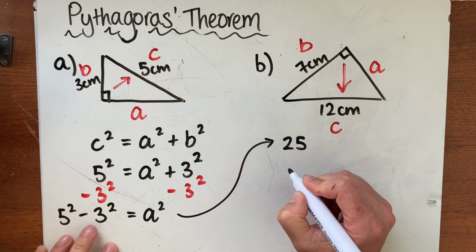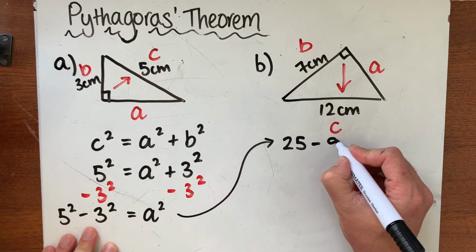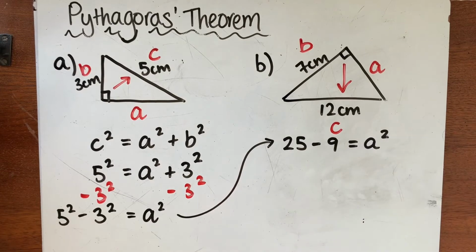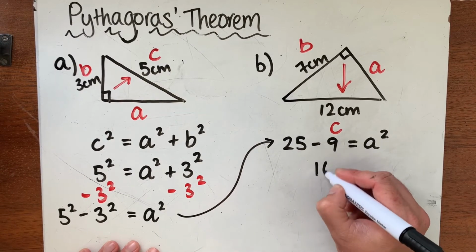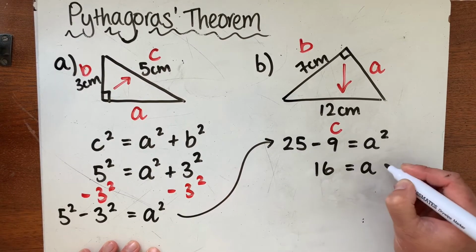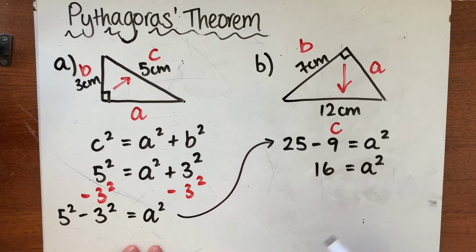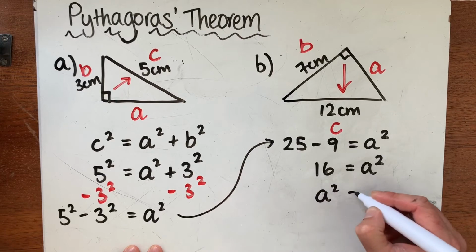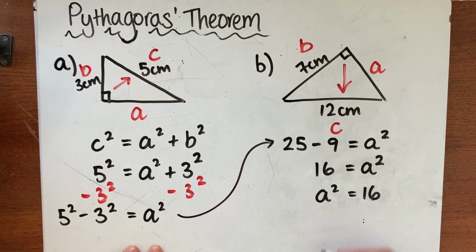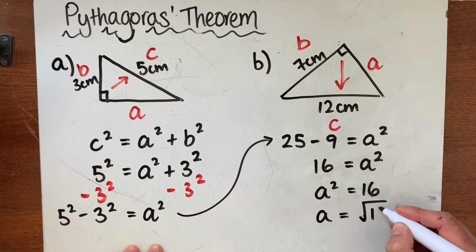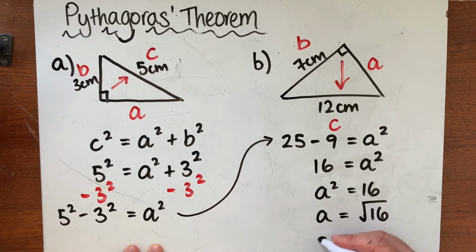So we've got 5 squared is 25, take away 3 squared, which is 9, and that's equal to A squared. 25 minus 9 is 16. I think this is probably the best point to spin things around because you've just got one term on each side. If 16 is equal to A squared, then A squared is equal to 16. We're going to take the square root of each side, same as before, square root of 16. And this one works out really nicely.